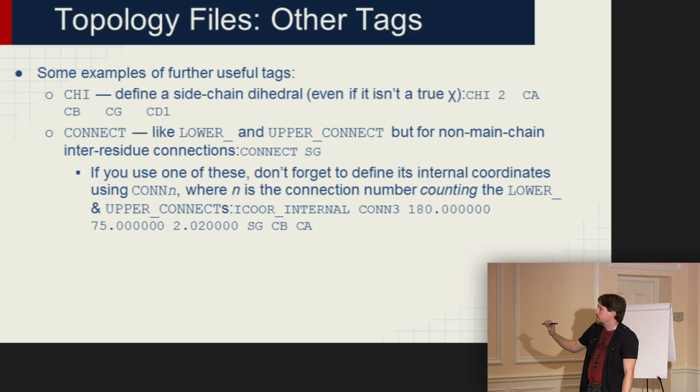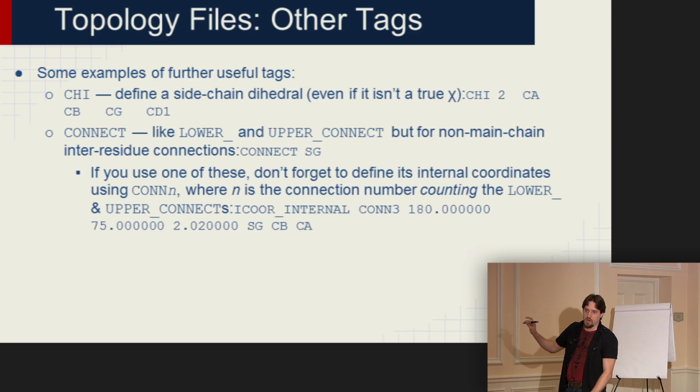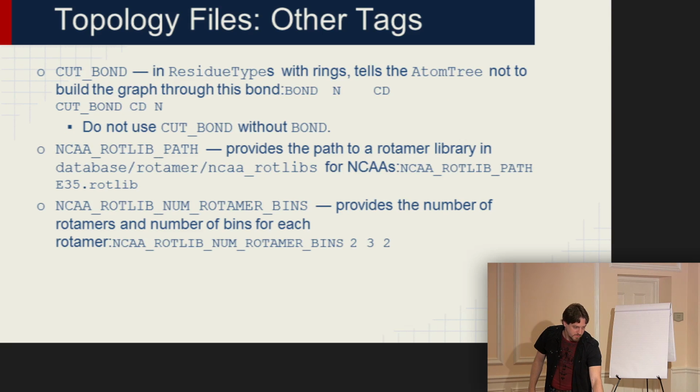And the label you use is CON, N, and then an index where N is a connection number, including the lower and upper connects. So for a cysteine, you would use con3, not con1. So that's really important. If you don't do that, Rosetta does all sorts of crazy stuff, as I learned the hard way.